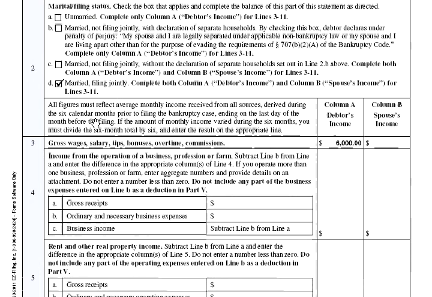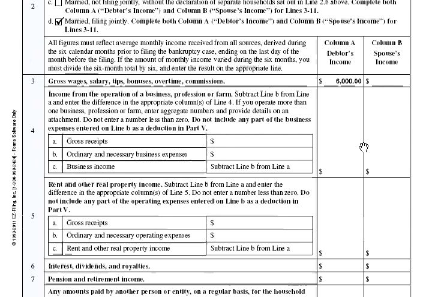And if you look at the instructions here, it says all figures must reflect average monthly income received from all sources derived during the 6 calendar months prior to filing the bankruptcy case. So on this particular form, you don't list any income for the month that you're filing in. So for example, let's say you're filing bankruptcy in December. Then you don't list any income on this form for the month of December. You take November and 6 months back, 6 full months of income.